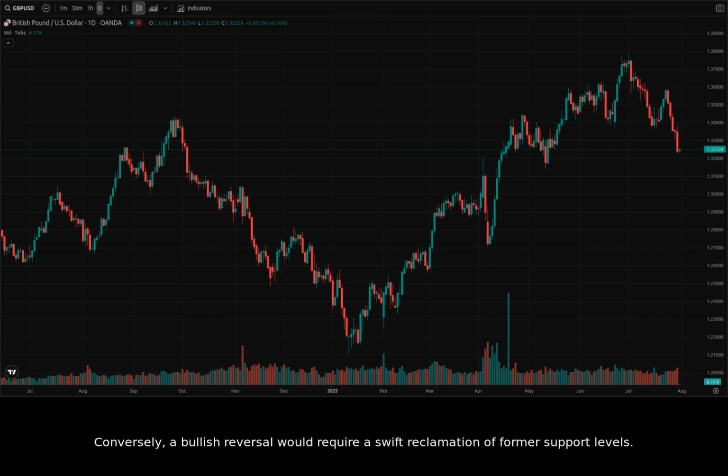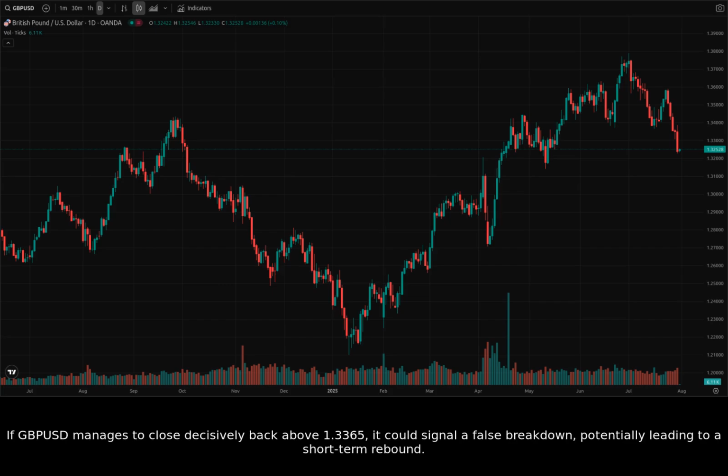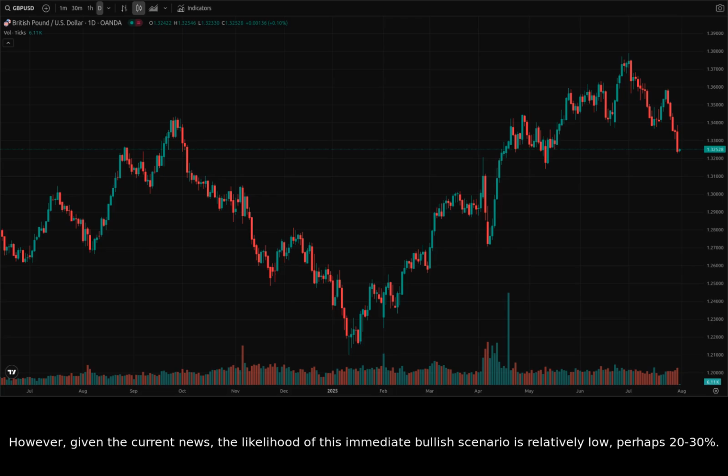Conversely, a bullish reversal would require a swift reclamation of former support levels. If GBPUSD manages to close decisively back above 1.3365, it could signal a false breakdown, potentially leading to a short-term rebound. However, given the current news, the likelihood of this immediate bullish scenario is relatively low, perhaps 20 to 30%.